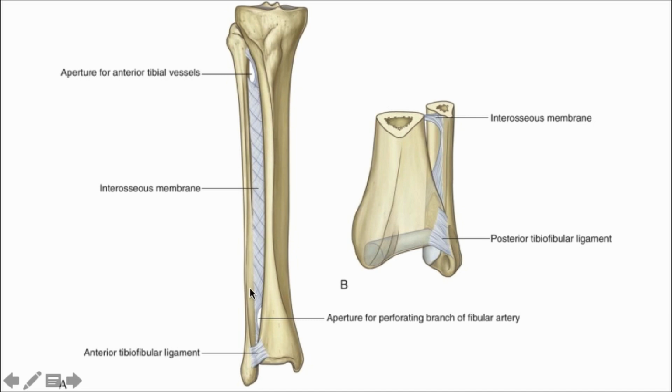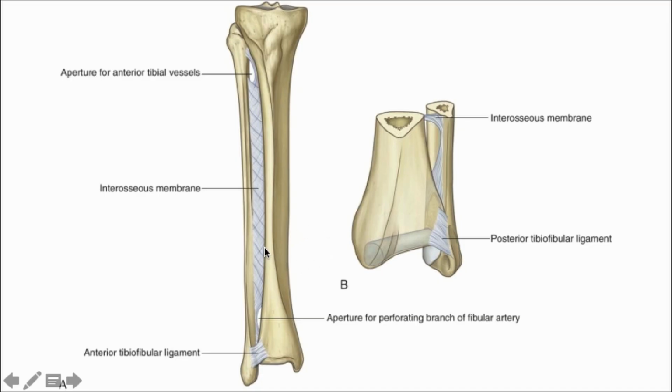Joints. So like we said, there is a very strong, tough, fibrous sheet of connective tissue called the interosseous membrane that spans essentially the whole distance between the facing interosseous borders of the tibia and fibular shafts. So it basically travels almost the whole way. There are two apertures in the interosseous membrane, one at the top and the other at the bottom, and this is for vessels to pass between the anterior and posterior compartments of the leg.